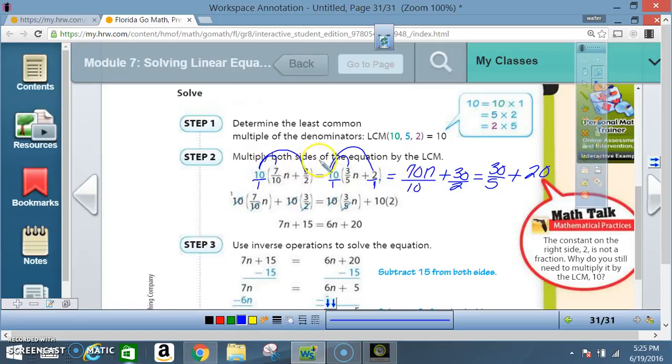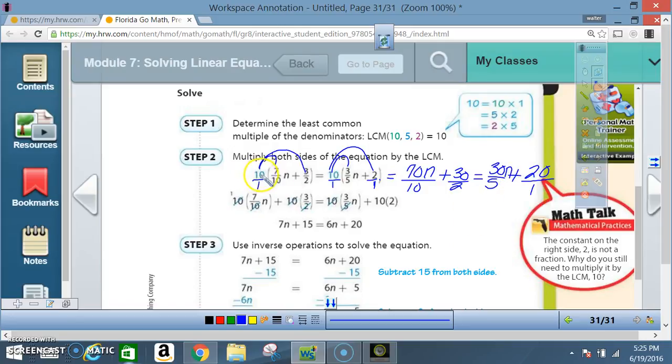10 times 3 is 30. 1 times 2 is 2. Let's go to the other side. 10 times 3 is 30. 1 times 5 is 5. 10 times 2 is 20. 1 times 1, we don't need to write this, but 1 times 1 is 1. Now this is the long way, but it's probably the way most of you can understand it. Also, I forgot to put an n right here.